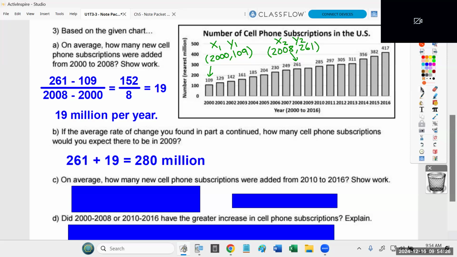Now, we're going to repeat this exact same process one more time, but with a different pair of years. Part C says, on average, how many cell phone subscriptions were added from 2010 to 2019? Okay. Now, again, I would recommend creating your points. Okay. In 2010, I'm going to call this my X1, Y1 pair. Okay. In the year 2010, looking at the graph, there were 285 million subscriptions. That's right here. Now, my other point, my x2, y2 point, x2, y2 is for the year 2016.